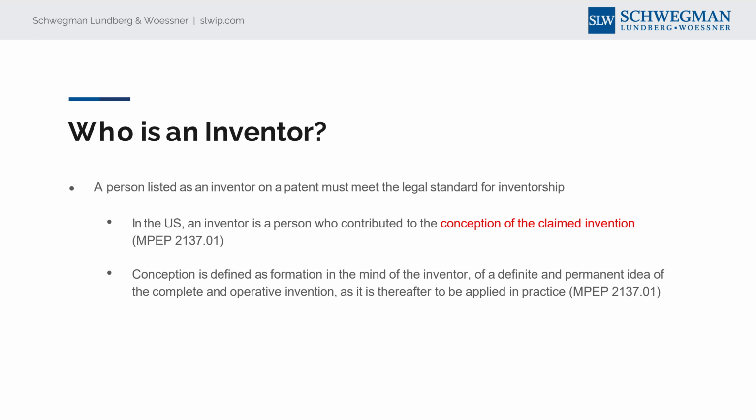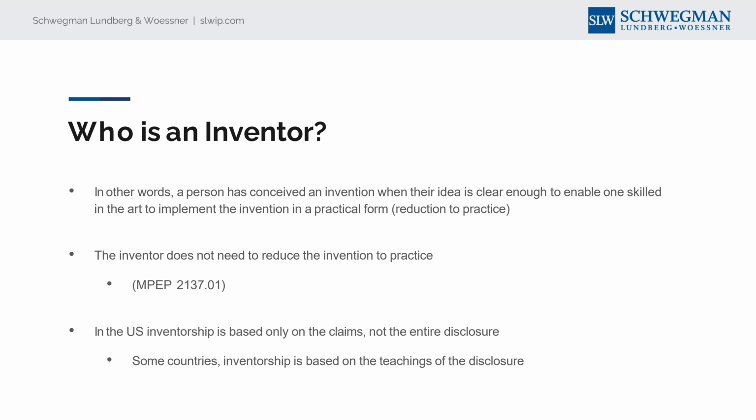According to patent law in the United States, an inventor is somebody who contributed to the conception of a claimed invention. So conception is a pretty important keyword in this and merits some discussion. Conception is defined as the formation in the mind of the inventor of a definite and permanent idea of the complete and operative invention as it is thereafter applied in practice. Okay, that one's a little cumbersome, but let's get into that a little bit more.